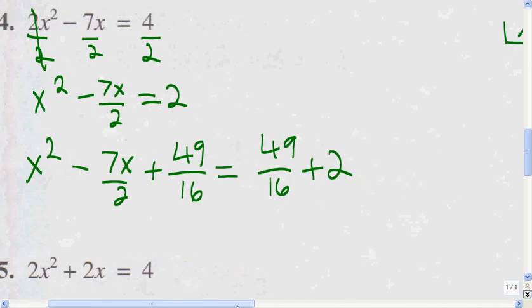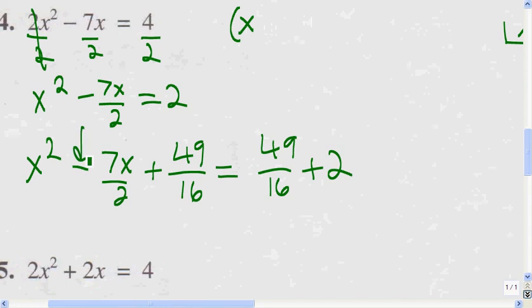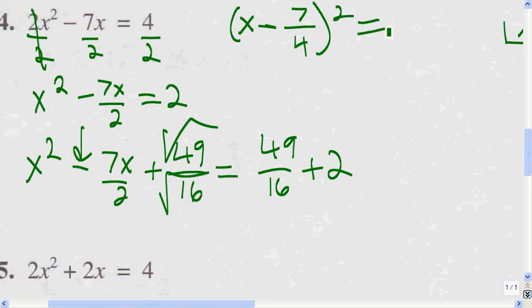Okay. So now I'm going to factor the x squared minus 7x over 2 plus 49 over 16. And since the middle term is negative, I know this is going to be negative. The square root of 49 is 7, and the square root of 16 is 4, squared. Equals, now we're going to add the 2 and the 49 over 16.